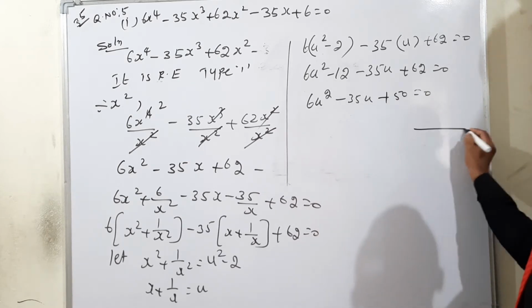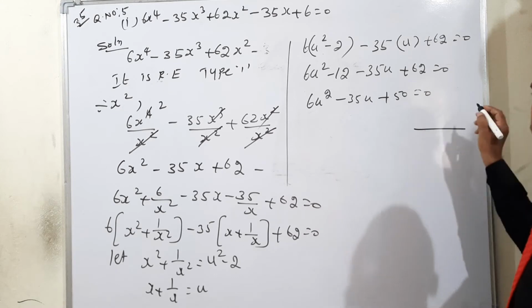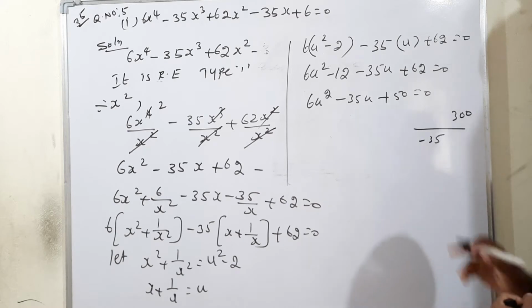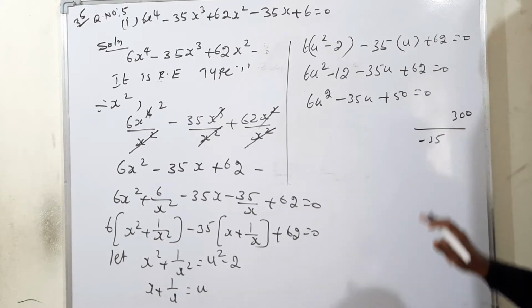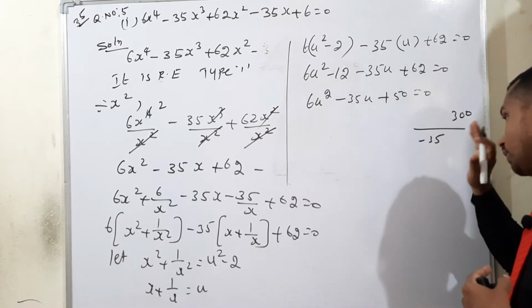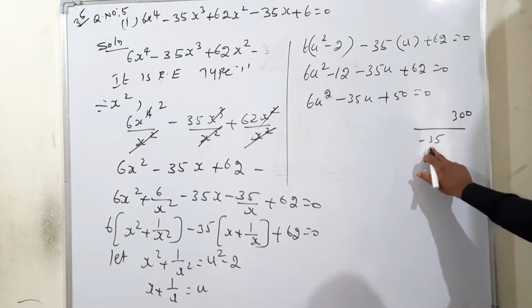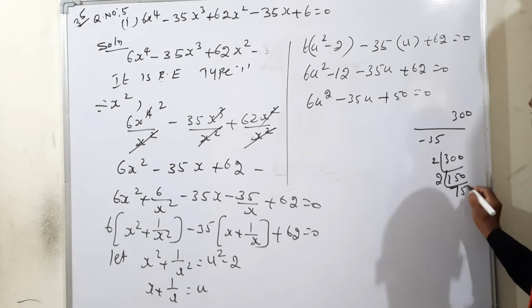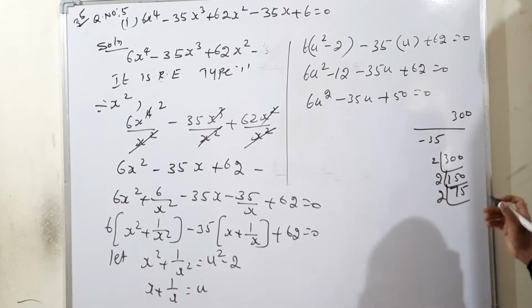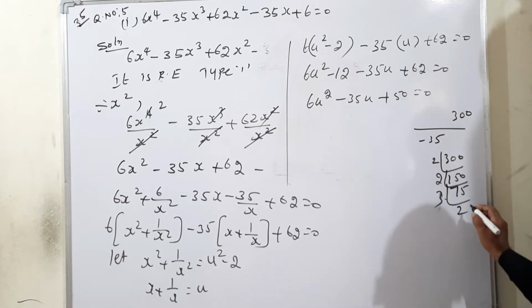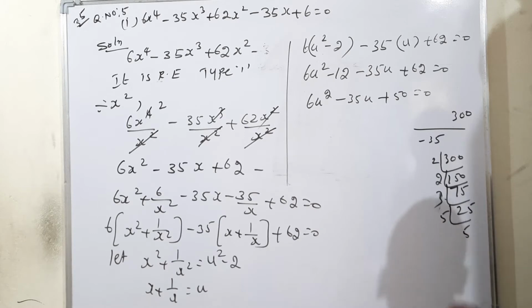So by the sum-product rule, product means 50 into 6, 300, and sum means minus 35, isn't it? The product is positive, so both the signs will be equal. Equal means whether positive or negative, but both should be negative. Why? Because the sum is negative 35. If you take the LCM of 300, 300 means 2 times 150, again 2 times 75, then 3 and 5, again 5. So what are the numbers possible actually?